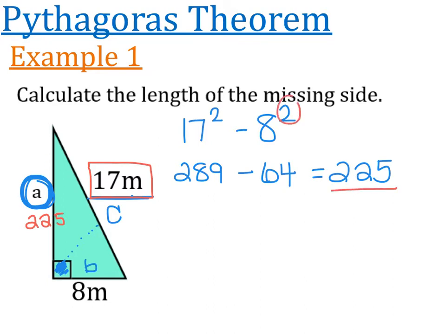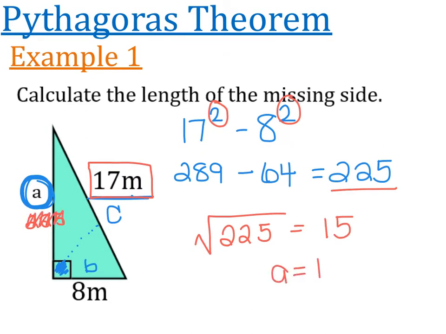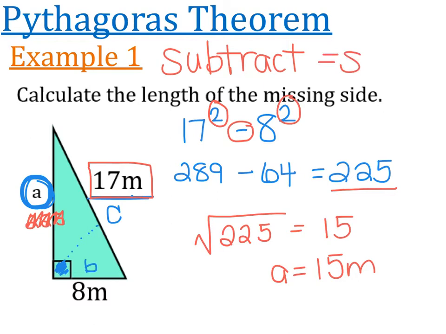I also know that I squared my numbers in the beginning of the question. So in order for me to find the actual answer, I need to square root my answer. So the square root of 225 is 15. So that must mean that side A is 15 meters long. So very similar to yesterday, except for today we're going to subtract. We're going to subtract because we are finding the smaller side or the shorter side. Subtract to find the short side because they both start with an S. Subtract for the short side.